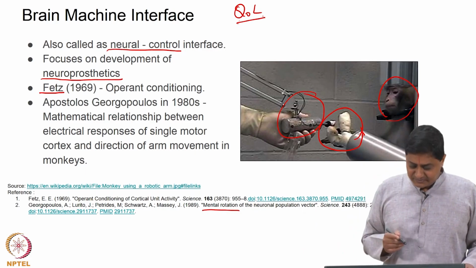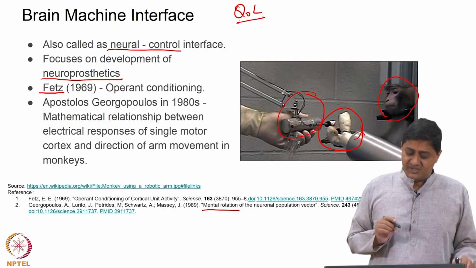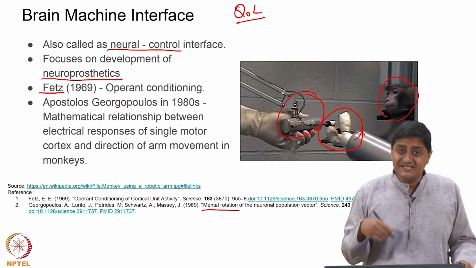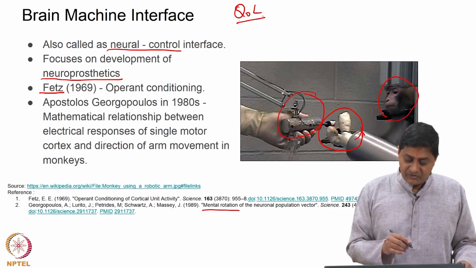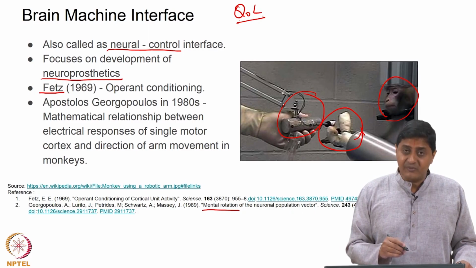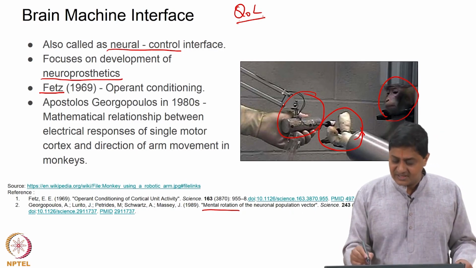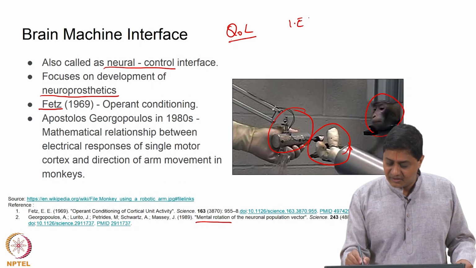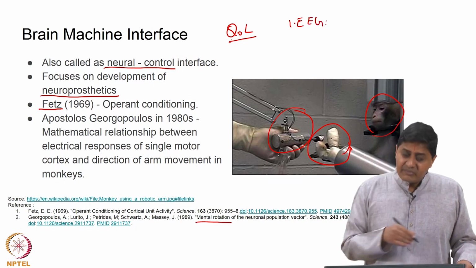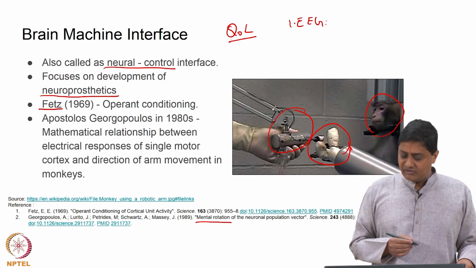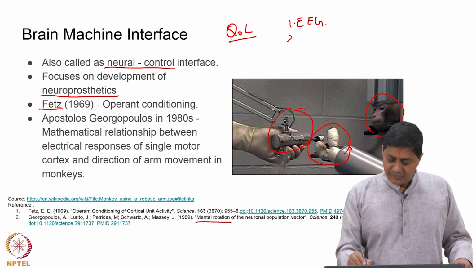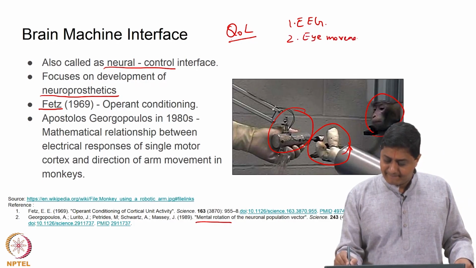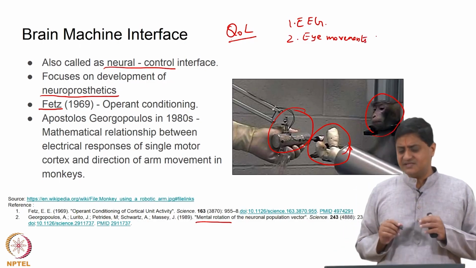In the good old days, the first approach towards achieving acceptable prosthetic devices was performed mainly using EEG, a non-invasive technique. It is still being continued; it is a hot field. And another approach was eye movements. Several challenges exist in these.